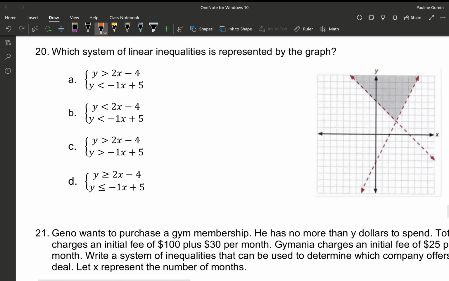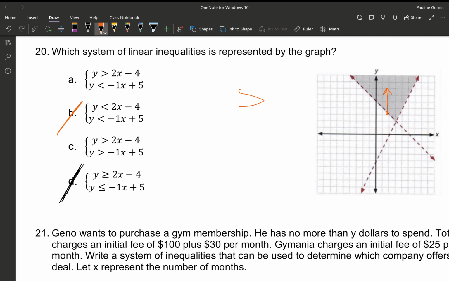Number 20. Let's do the same thing. Here I see two dotted lines, which means both of my symbols should not have solid lines. Oh, beautiful. I can cross letter D off right away. One of my dotted lines is shaded going up. So I should definitely have a symbol like this. Let's see. Ooh, I can cross B off because that doesn't have it.